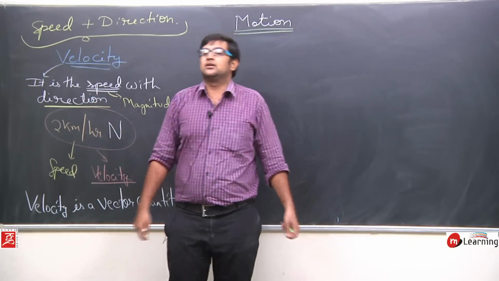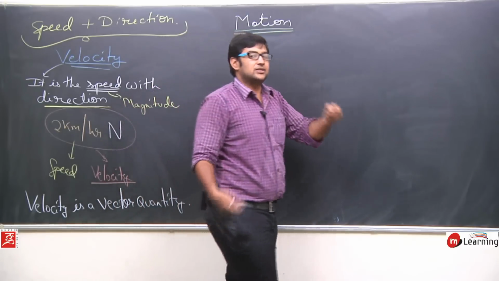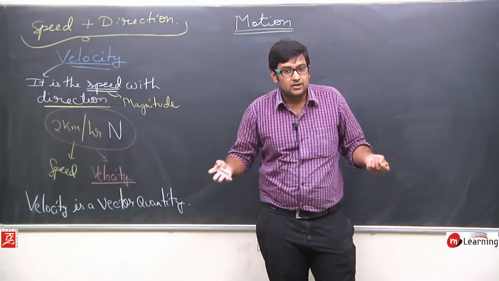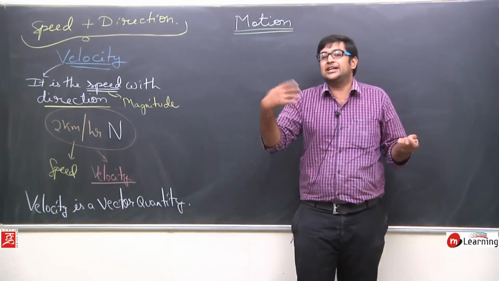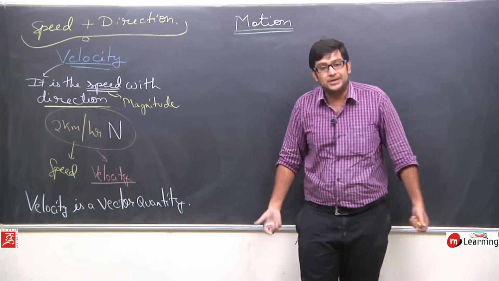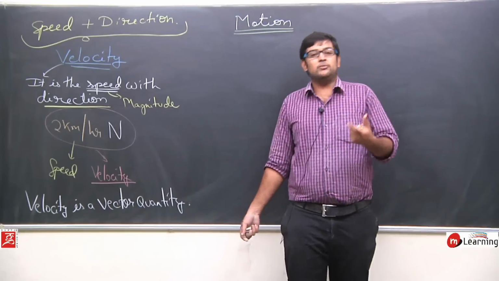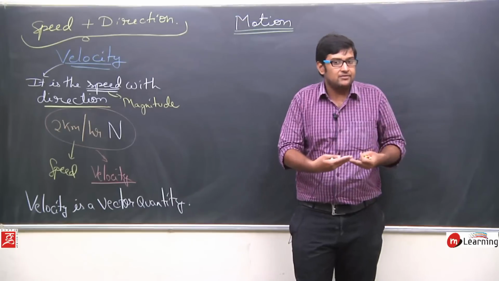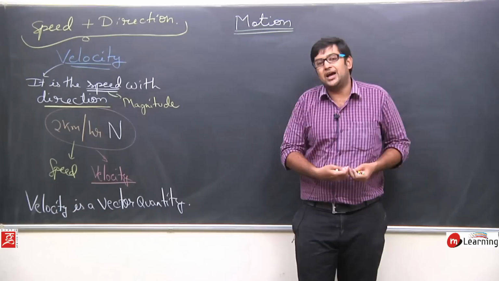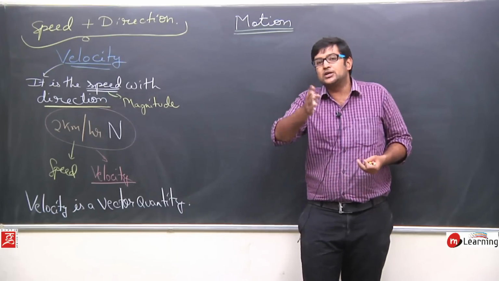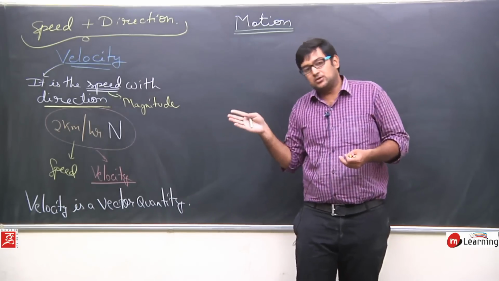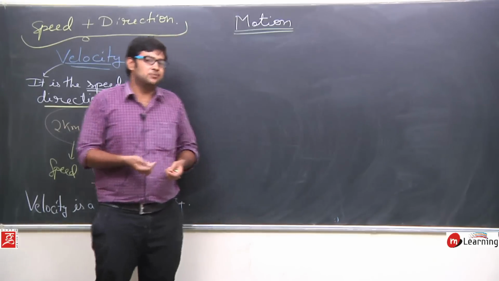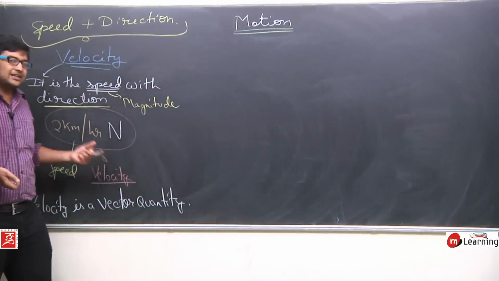You might have heard in movies and cartoons that someone says, I am travelling 40 degrees towards east. So what does this mean? It is the direction he is specifying. For example, I am travelling 100 kilometers per hour at 30 degrees towards north. It means I am travelling with a magnitude of 100 kilometers per hour, but my direction is 30 degrees from north. We will understand this concept later. So this is basically the velocity.